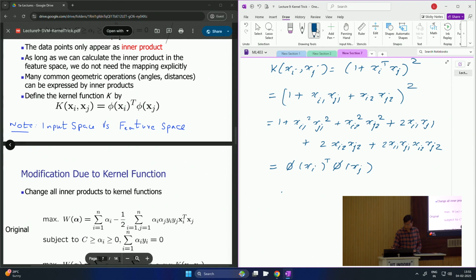So let's try to write it down. What if I write this as 1, xi1, xi2, square root of 2 xi1, square root of 2 xi2, square root of 2 xi1 xi2? If I write this as one vector, what will be my vertical vector to multiply with this?